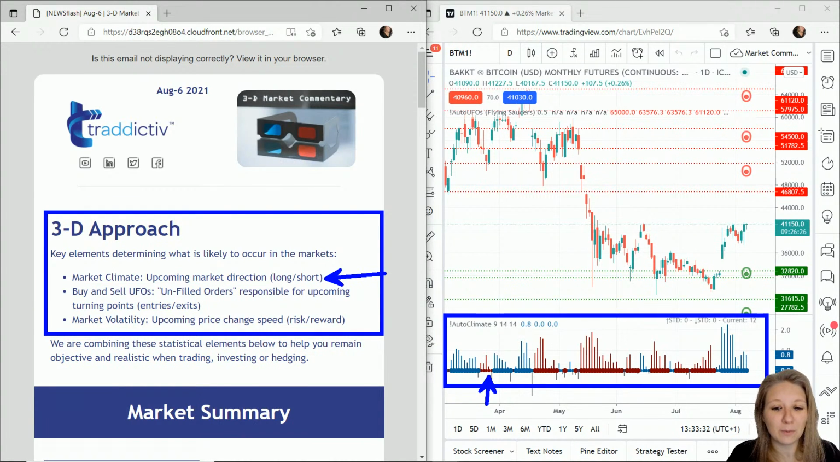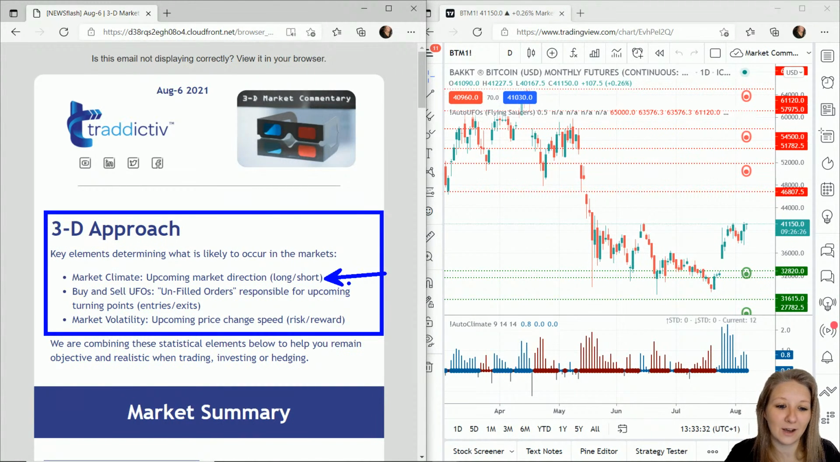in which case we should do nothing. So we are using AutoClimate to help us with that.